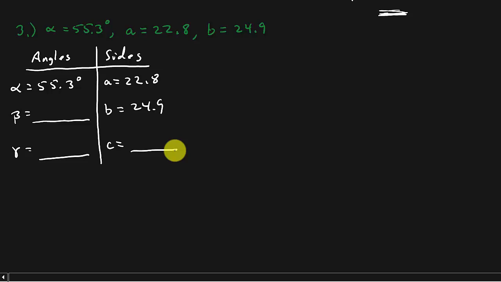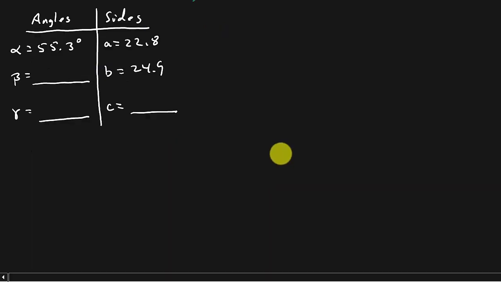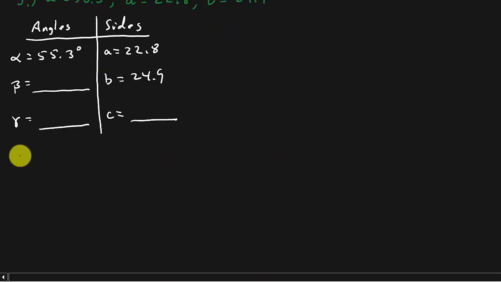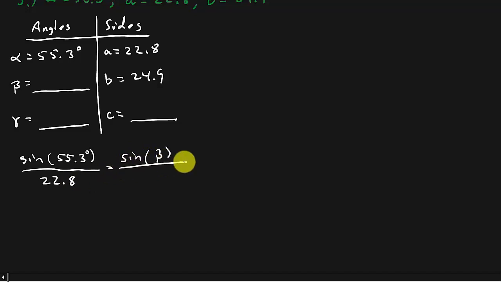All right, so here we go. What are we solving for? Can you tell now from looking at the table what we have to solve for? We're solving for B. You see that? We're solving for B first. All right, so let's do that. So I've got sine of 55.3 over 22.8 equals sine, and I think I said B, I meant beta, same thing.